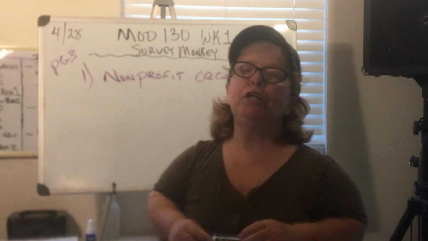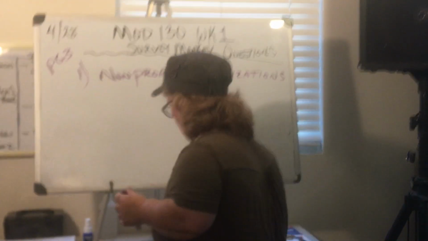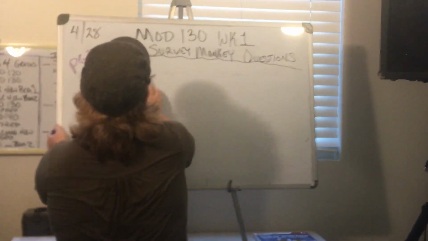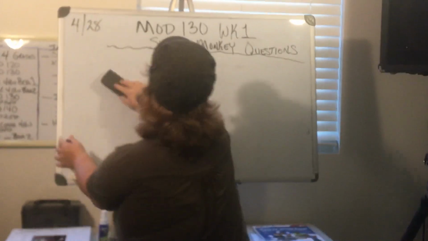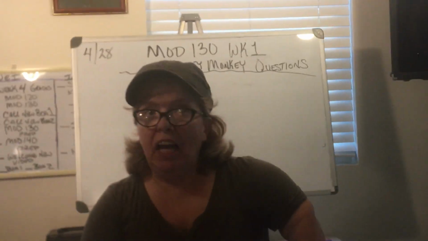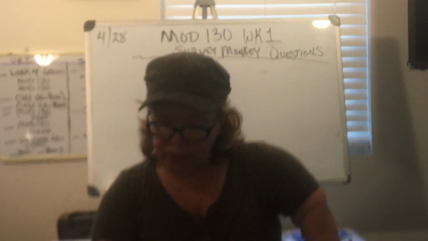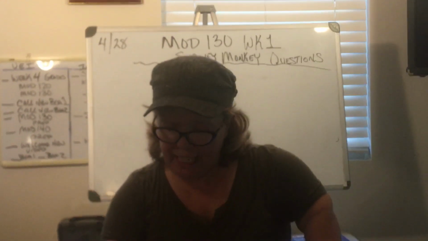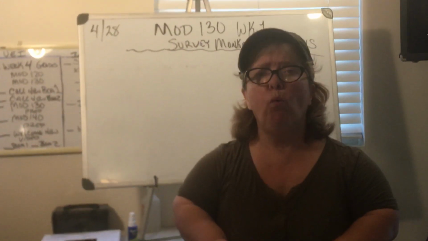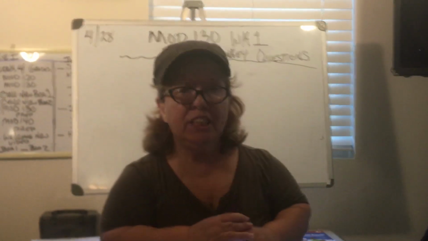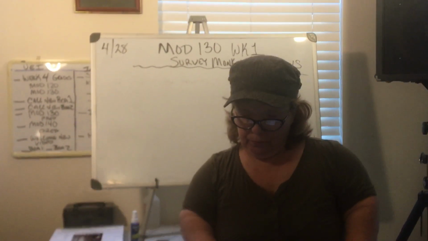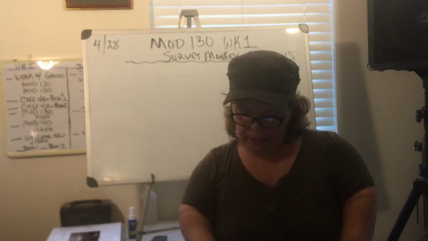Okay, so let's go to number 2. Number 2 asks, the study of how resources are distributed for the production of goods and services within a social system is known as what? So you need to go to page 6 for this. Page 6.